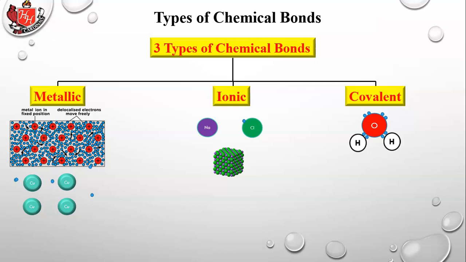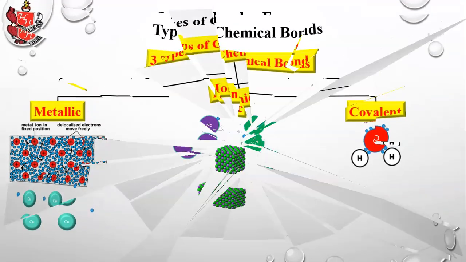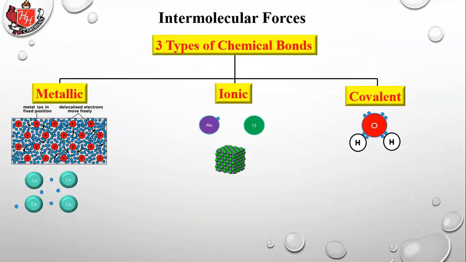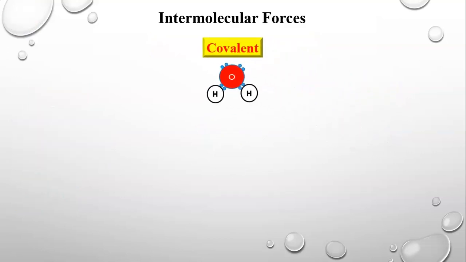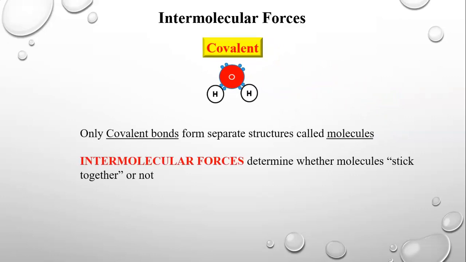So when we talk about intermolecular forces, for the most part, we're talking about covalent bonds, and not ionic or metallic, although there could be a discussion in those areas. We're really going to focus on covalent bonds because they form independent structures called molecules. So only covalent bonds form separate structures called molecules. Remember, molecules can move around independently of each other, just like cars.